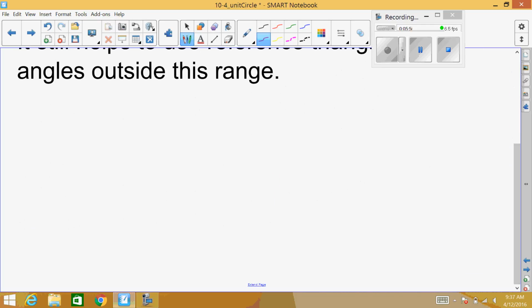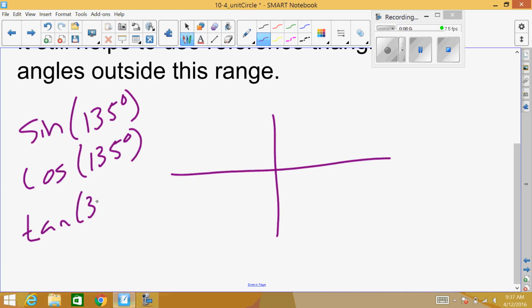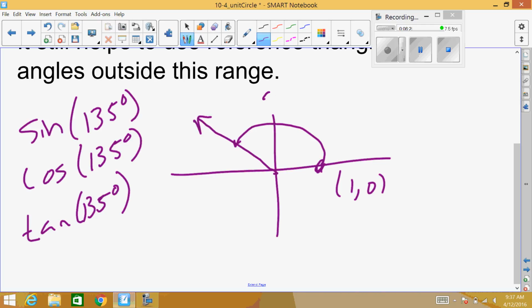So here's an example. Let's say I wanted to find the sine, the cosine, and the tangent of 135 degrees. Yes, I can use my calculator to approximate that, but I want the exact value of all three of these. So I'm going to draw a picture. I start with my point 1, 0. I rotate it around my unit circle. Let's see, 135 degrees. That's 90 plus 45. So right there, somewhere in between 90 and 180 degrees. Our rotations always go counterclockwise.